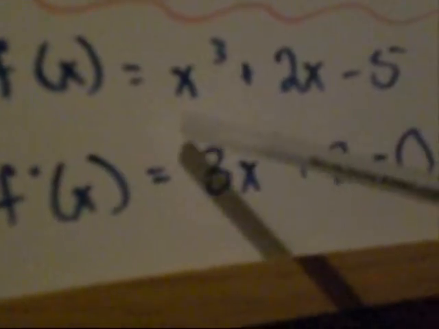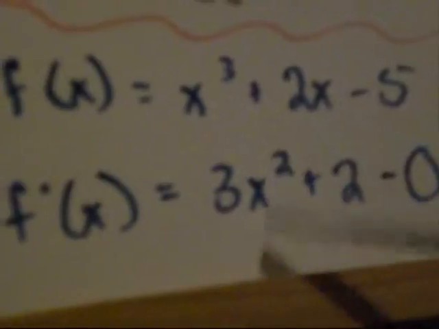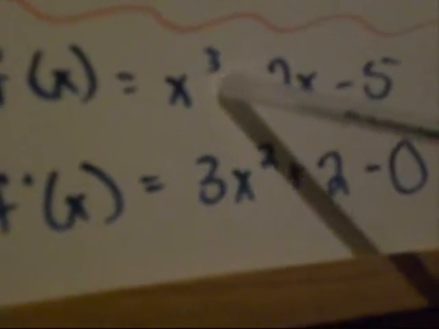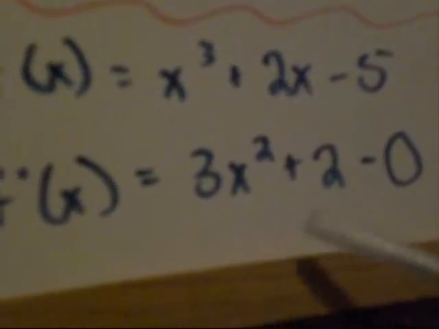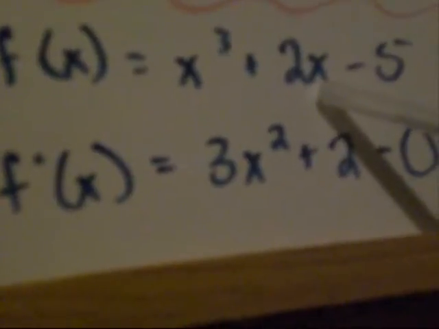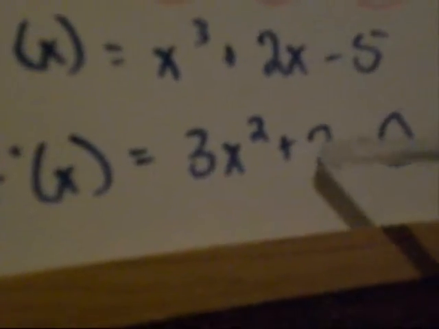So you take the first term, x cubed, you take the derivative of that. And remember, you bring the 3 out in front of the x and you subtract 1 from this 3. So your derivative for that is 3x squared. Your second term is 2x. The derivative of that is just going to be 2.